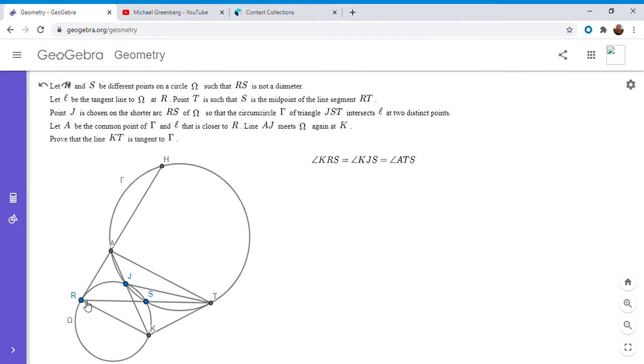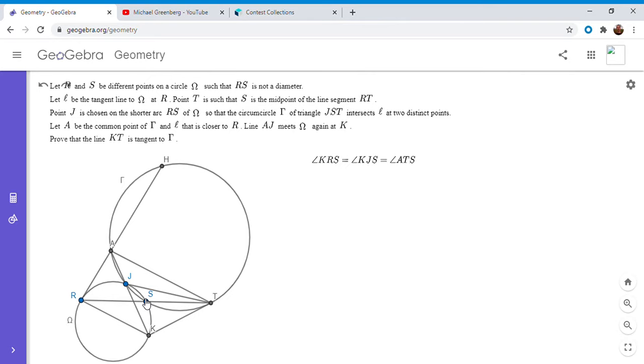So I'm going to draw segment RK. So angle KRS is equal to angle ATS. And we want to show that KT is tangent to gamma. So what would that mean? That would mean angle KTR would have to equal angle SAT. So if we can show that KTR is SAT, that would solve the problem. But we know that KRS is ATS. So that would be equivalent to showing that triangle KRT is similar to triangle ATS.